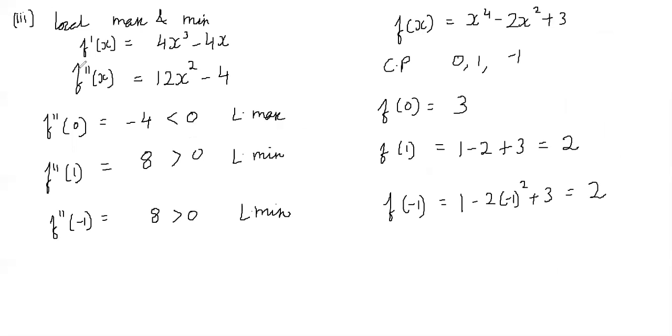And third, we again differentiate this equation and substitute the critical point. If the value is less than 0, it is local maxima. If the value is greater than 0, it is local minima, and we check what is the maximum value and what is the minimum value.